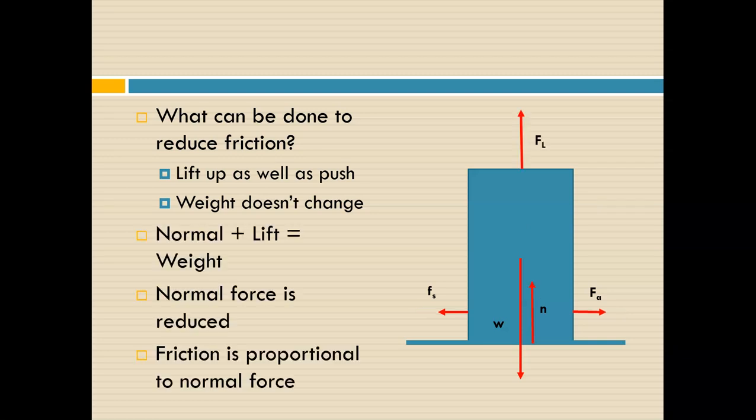What does change, though, is the normal force, because the normal force plus whatever lift, whatever upward pull we put onto the bookcase, those 2 together are going to be equal to the weight. And experiments have shown that our frictional force turns out to be proportional to the normal force. As the normal force gets bigger, the frictional force gets bigger. As the normal force gets smaller, the frictional force will get smaller.